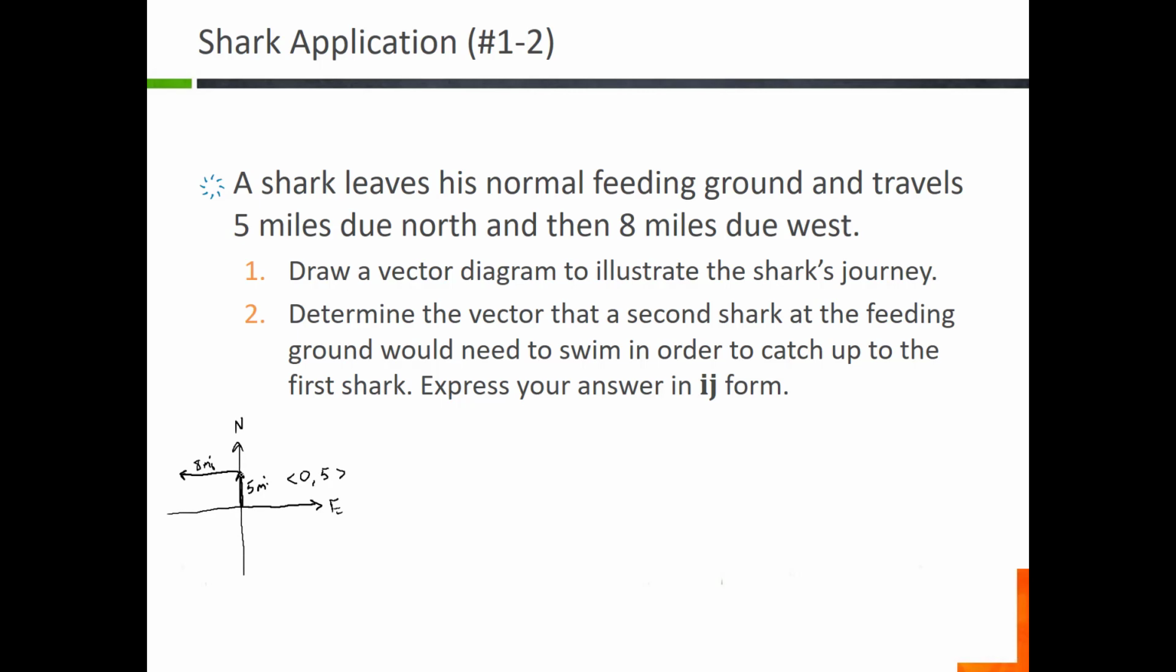The second vector is swimming due west. So now there are 8 miles in the horizontal direction, and since it's to the left, we want to think of that as a -8. And since it's completely horizontal, there's no vertical component, so we're going to have a 0 for the y component. So we're going to have the two vectors 0, 5, and then the vector negative 8, 0. Those represent the vectors for the path of the first shark.